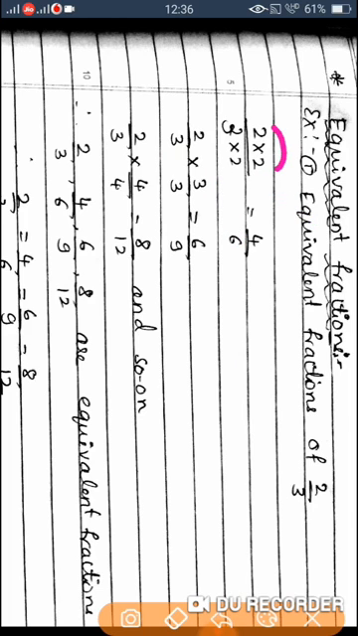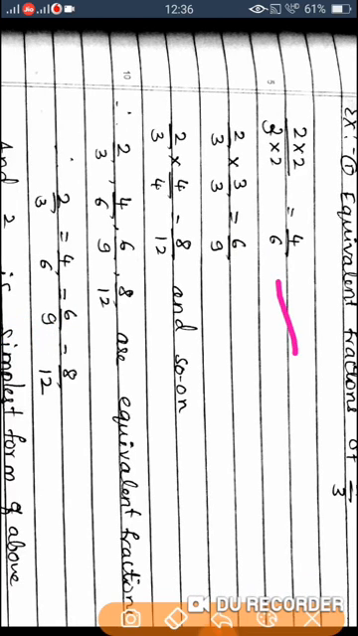So 2 2s are 4, 3 2s are 6. So if you take 2, you get the equivalent fraction 4 by 6. If I choose multiplying both by 3, what does it become? 2 3s are 6, 3 3s are 9. So numerator to numerator, denominator to denominator, you have to multiply. By this only you can understand: if a multiplication comes, numerator to numerator, denominator to denominator, we have to multiply. That's all. So there is no confusion at all in the multiplication.